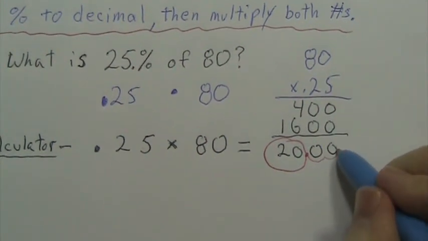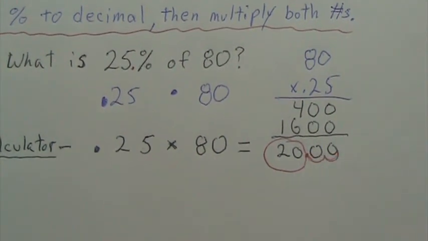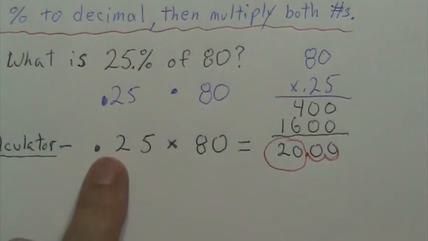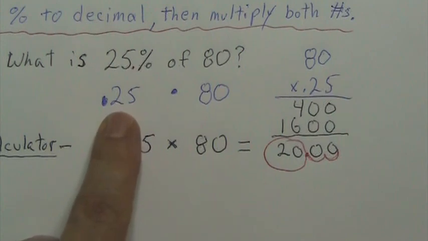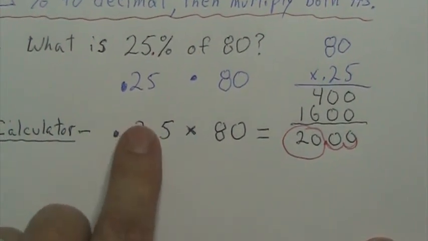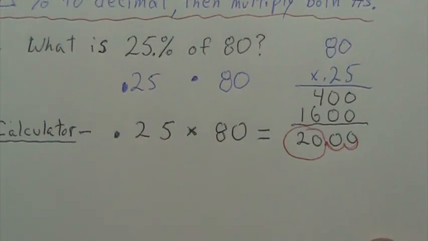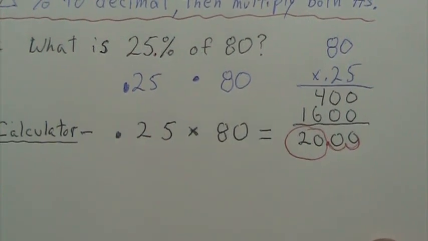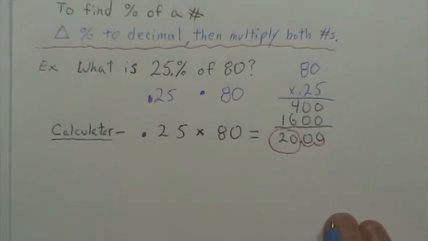The answer is 20. You got to remember to move the decimal over 2 spaces. But see, that's what we did over here. We moved the decimal over 2 spaces. All right, well anyways, actually the calculator does it all for you. That is how we find percent of a number using a calculator, using decimals.